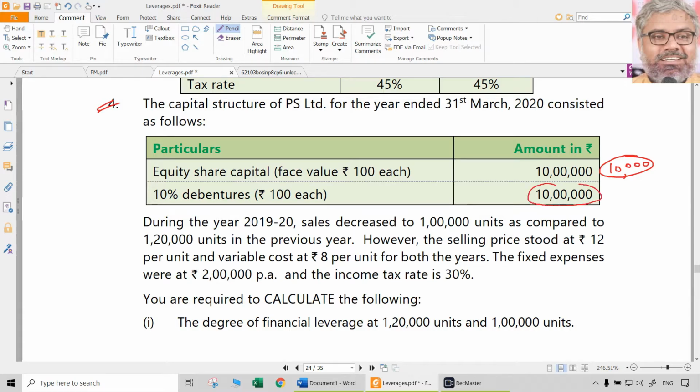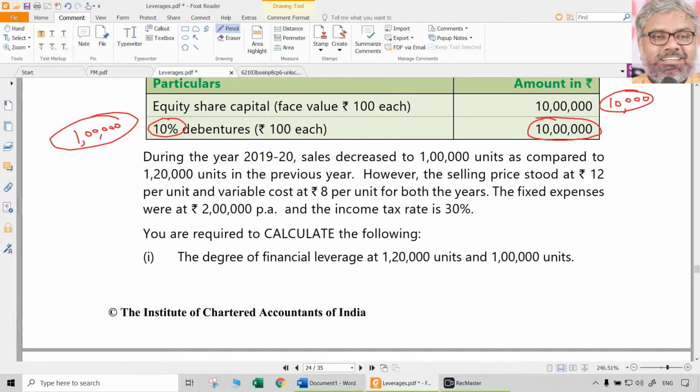Debentures 10 lakhs is there. Number of debentures is not that important, amount is only important, but interest rate is important. So how much is interest here? 10% debentures 10 lakhs means 1 lakh rupees interest is there. That can be interpreted from that. So 10,000 number of equity shares are there, 1 lakh rupees of interest is there. That can be seen from the capital structure of this company.